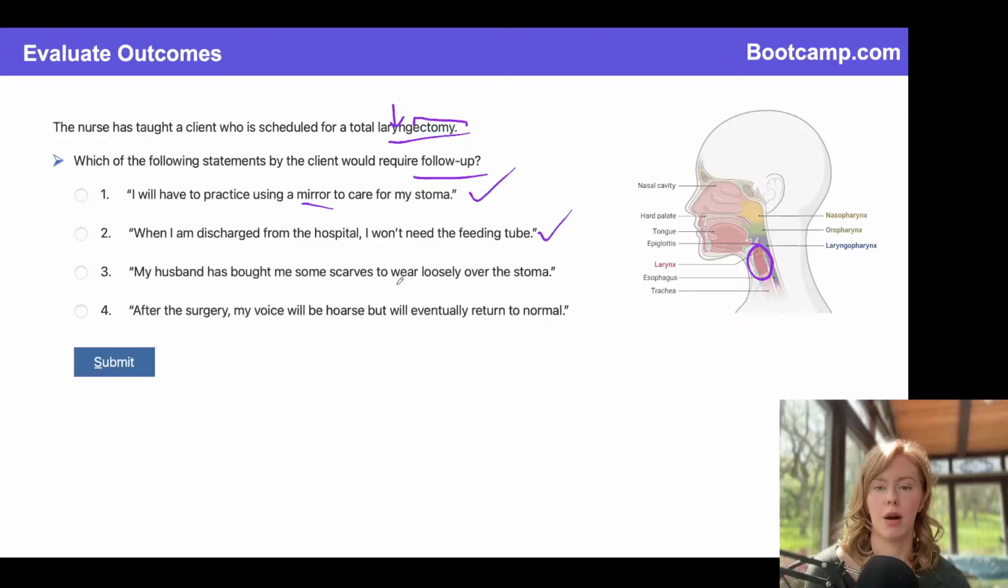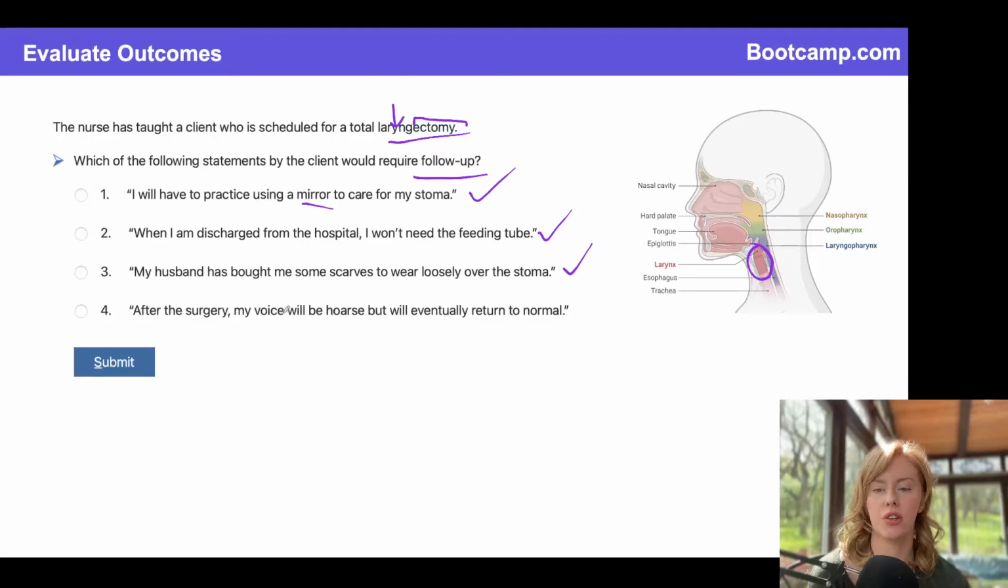Then, "My husband has bought me some scarves to wear loosely over the stoma." Is that okay? Yeah, this is fine. It can seem scary, but as long as it's loosely draped, we might worry if it's really tight or it's like a dirty scarf and it could get infected, but just a loosely draped scarf could really help that patient adjust to their new body image with that stoma present on the neck. So this is fine. It's also fine after thyroid surgery on the neck as well. So you might see it that way on the NCLEX.